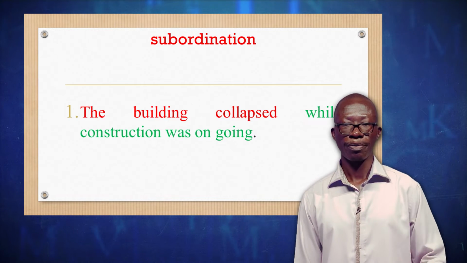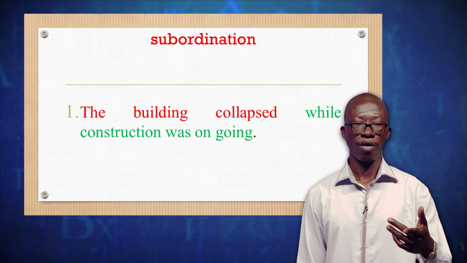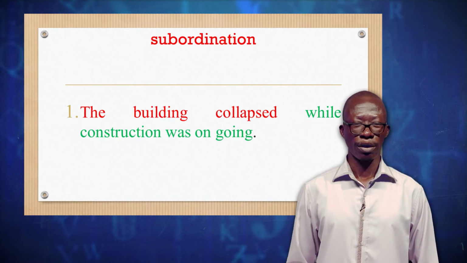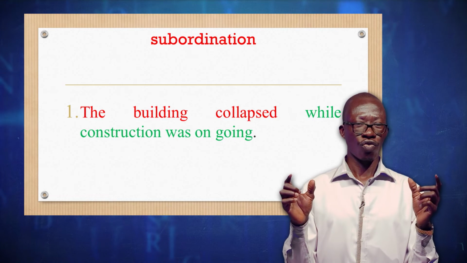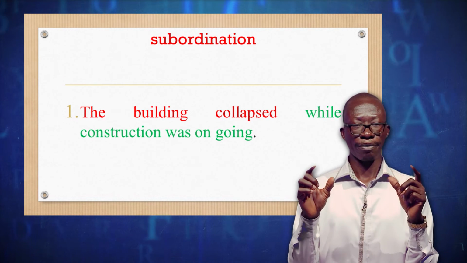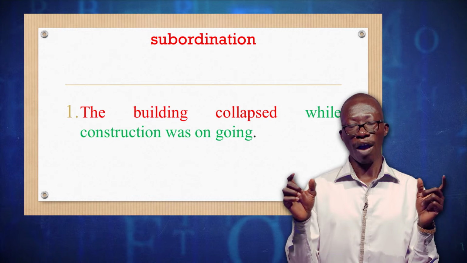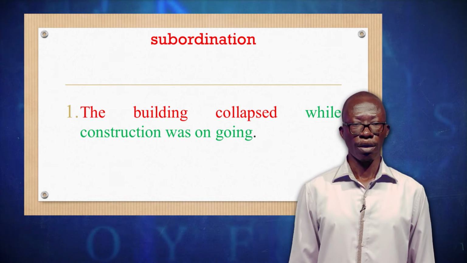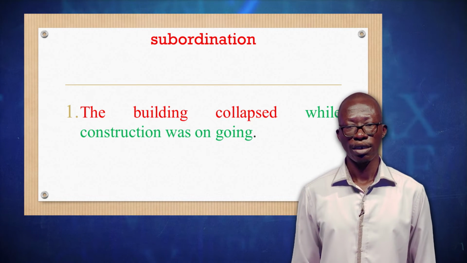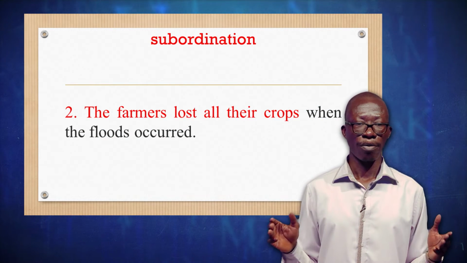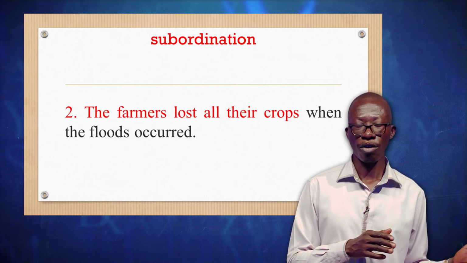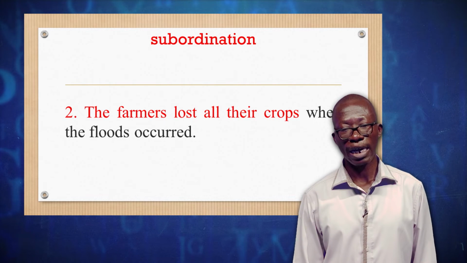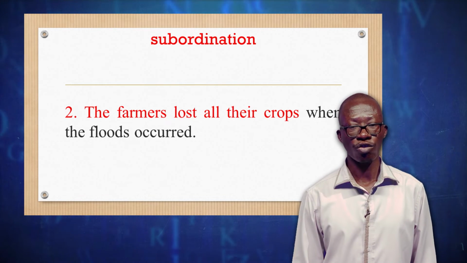So if we take our sentences over there: the building collapsed while construction was ongoing. We have the two clauses linked together by while. Then we also have in the second sentence: the floods occurred and then the farmers lost all their crops, linked together by when. It's similar sentences we expect you to construct.